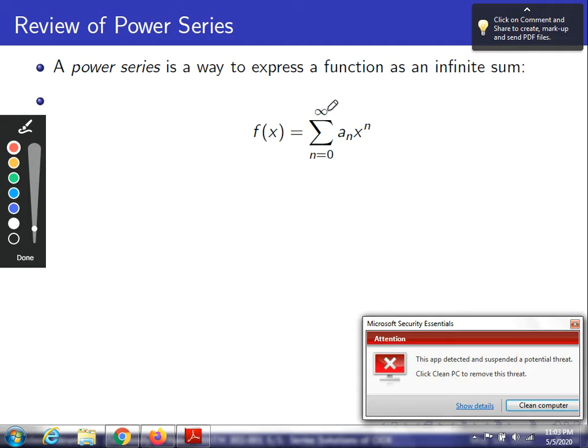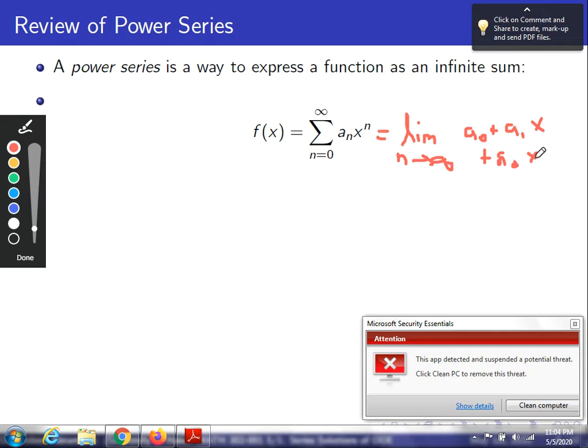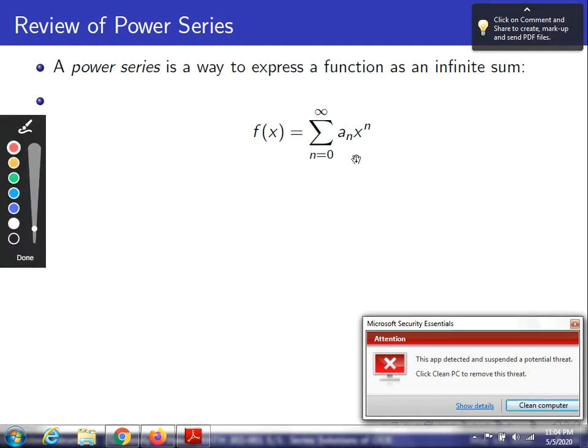So you want to think of this, okay, so what is this really saying? This is the limit as n goes to positive infinity of this sum: a0 plus a1 x plus a2 x squared, etc., all the way up to a_n x^n. So it's a limit of polynomials.